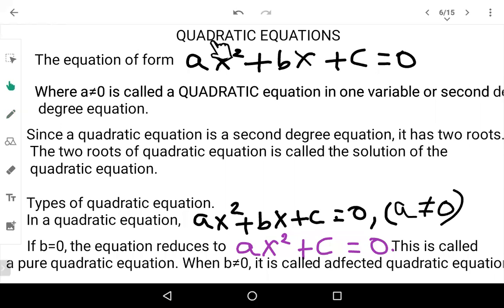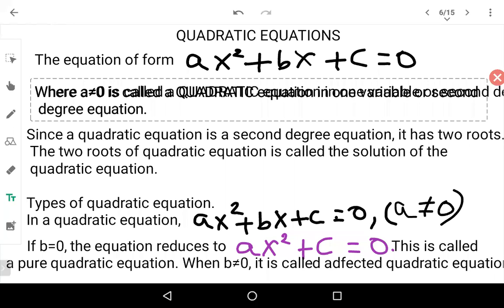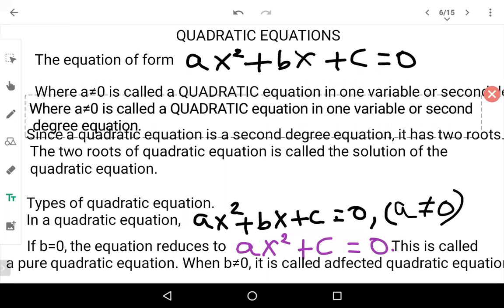So quadratic equation, this is the next concept in your theory of equations. The equation of the form ax square plus bx plus c is equal to 0, where a is not equal to 0, is called a quadratic equation in one variable or second degree equation. Okay, so this is a second degree equation. That is why it is called a quadratic equation.